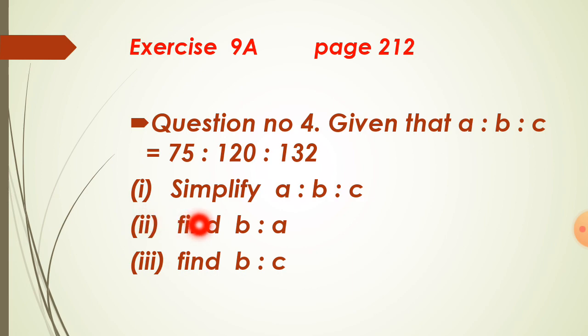Second is there, find B and A. This is the value of B, this is the value of A. Third is there, find B, C. This is B and C. So let's go with the solution.